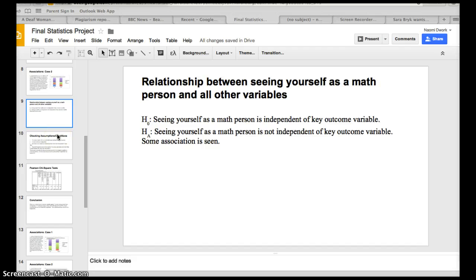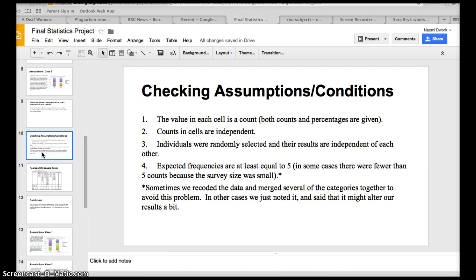Okay, then we examined a new variable. So we started looking at the relationship between seeing yourself as a math person, and then we compared that against all the other key outcome variables that we had looked at initially. So we did another chi-squared test. Our null hypothesis was that seeing yourself as a math person is independent of all the other variables, and the alternative hypothesis is that seeing yourself as a math person is not independent of those variables, and there's some association seen there. So before doing a chi-square test, we needed to check assumptions and conditions.